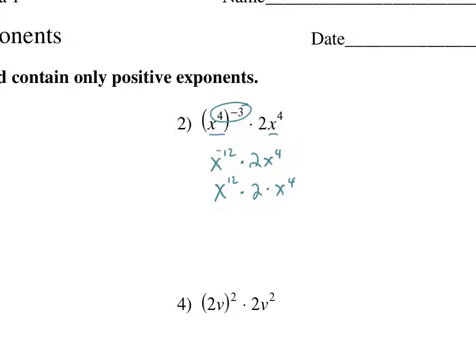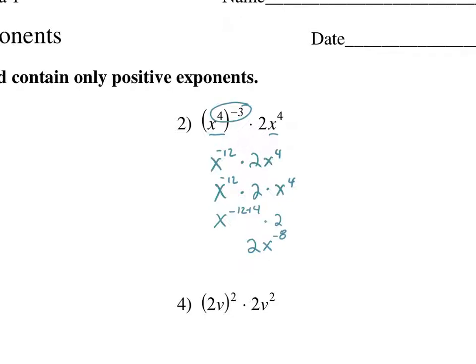Oh, this should be negative 12. All right, so x to the power of negative 12, I'm going to add these exponents and I get x, well, negative 12 plus 4, and then times 2. So I'm going to put my 2 up front. This ends up to be x to the power of negative 8. Okay, I have a negative exponent, so I have to do something to get rid of that. And the thing that I do is I put the base in the denominator.